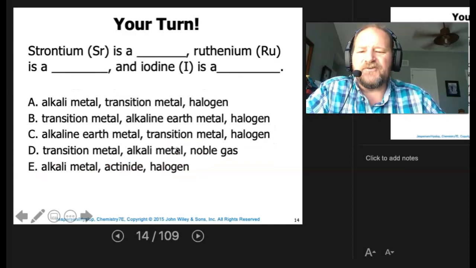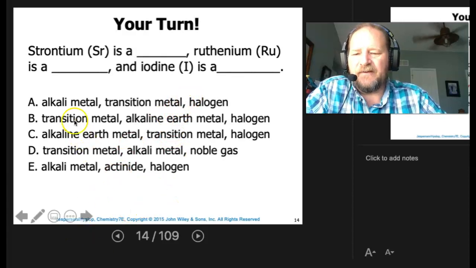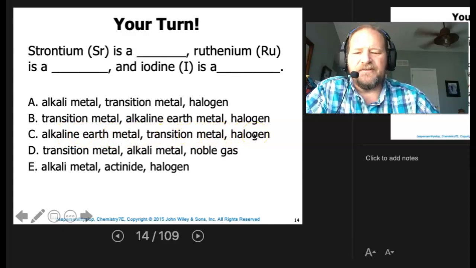All right, how about strontium is a blank, ruthenium is a blank, and iodine is a blank. So strontium is an alkali metal. No, that's group 1A. Transition metal. No, that's in the middle. Alkaline earth metal. That's 2A. So there we go. That's an option. Then ruthenium is a transition metal. Well, that's true. And iodine is a halogen. So there we go.